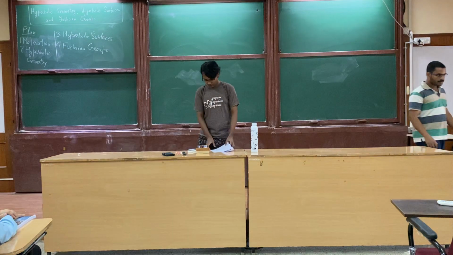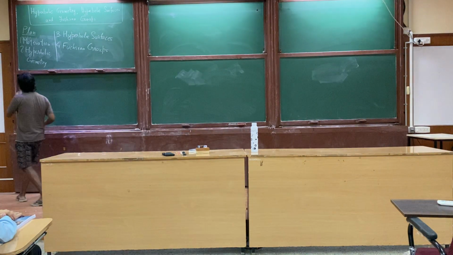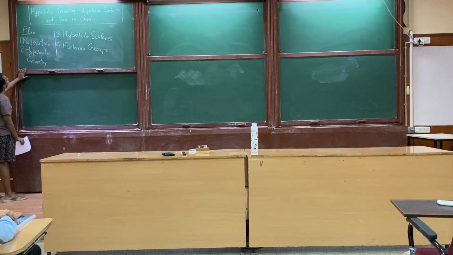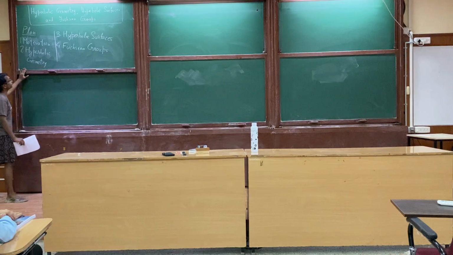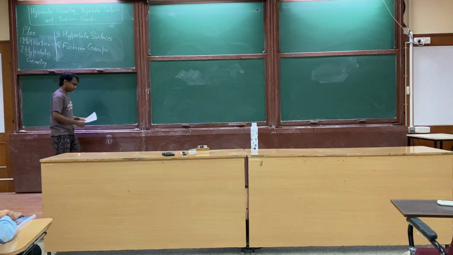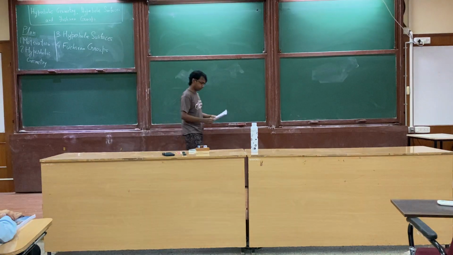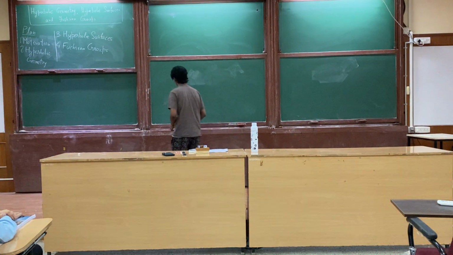Thank you. So, I've written down the plan here, essentially just the title. We begin with some motivation for why we even do hyperbolic geometry. Then we discuss hyperbolic geometry properly. Then we move on to hyperbolic surfaces, and finally we end with Fuchsian groups. So, why do we do hyperbolic geometry and what is it in the first place?